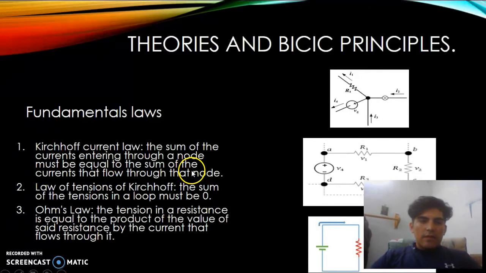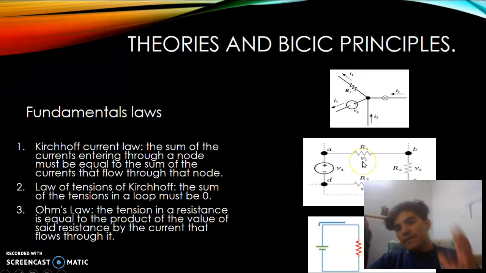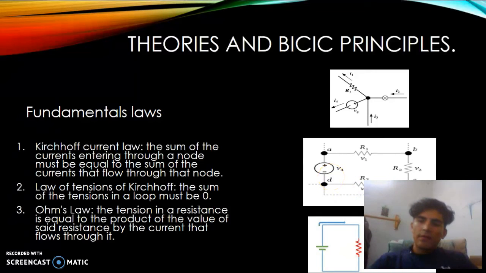That's it. Second, Kirchhoff's law of tension. The sum of the tension in a loop must be 0. This is the same example. We have a voltage V4 equal to the voltage that passes into the resistance 1, like this. This is the resistance 1. V4 is equal to V1 plus V2 plus V3 in this example.